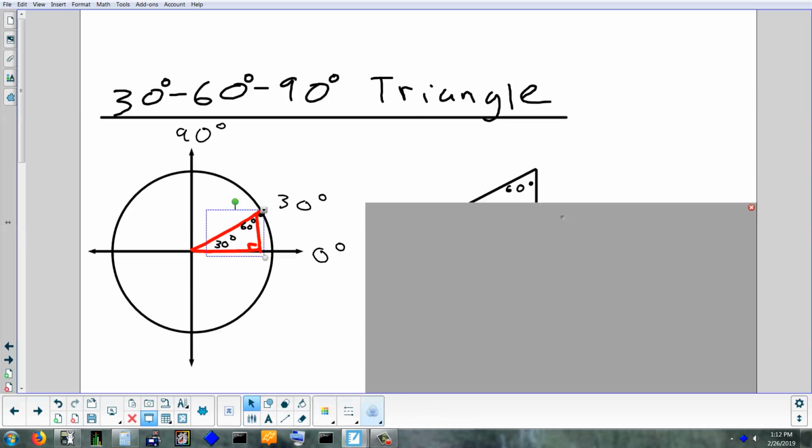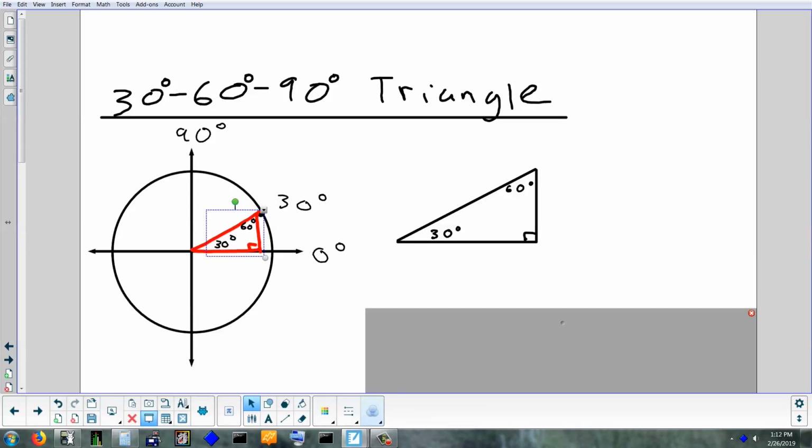Okay, so I drew the same triangle again, just a little bigger over here. The goal is we want the coordinate. That means figure out the length of the bottom side, that's the x-coordinate, and then find the height, that's the y-coordinate.